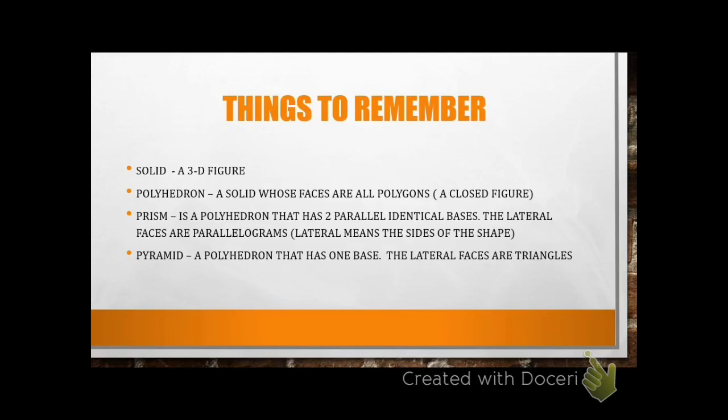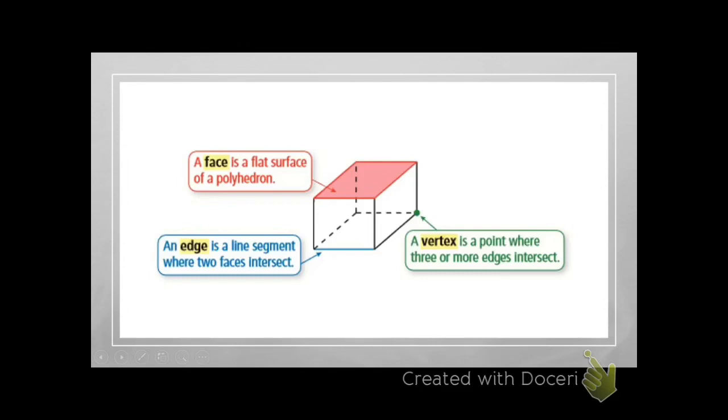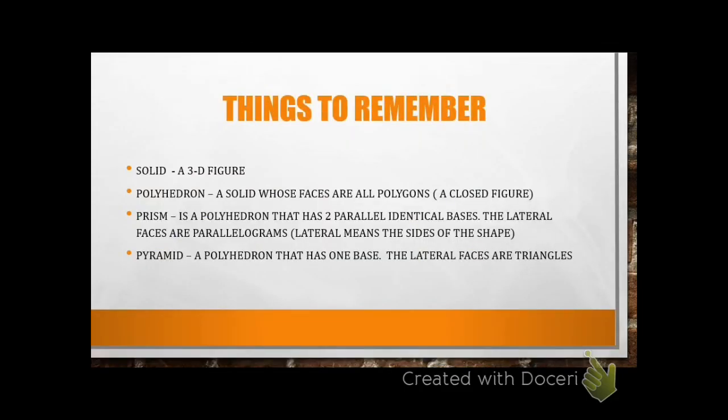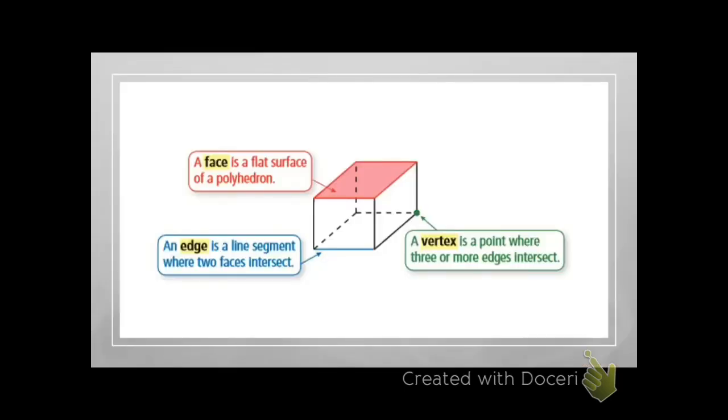And then another shape you're going to talk about today is a pyramid. And a pyramid is a polyhedron that has one base, and the lateral faces are all triangles. When you think of a pyramid, think of just what you thought about in history. You think about the pyramids of Egypt. They're all going to come up to a central point.